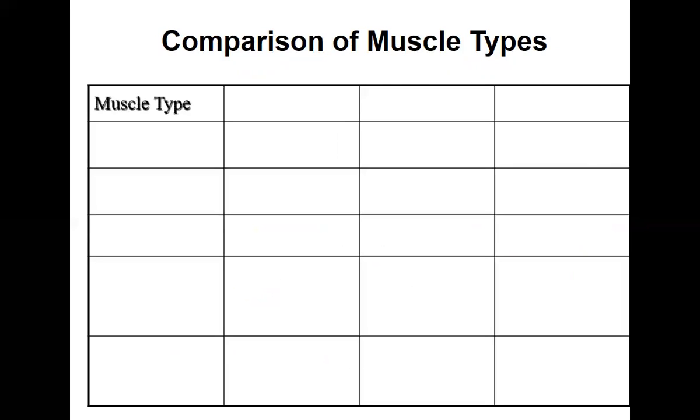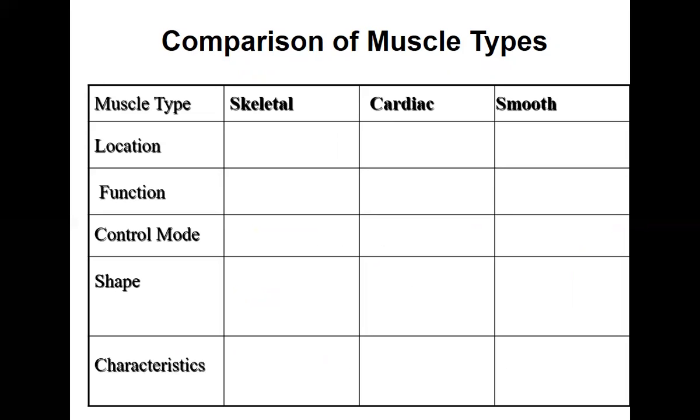The types of muscle are three: skeletal muscle, cardiac muscle, and smooth muscle. Now we'll try to find the differences between these three types of muscles. First we'll start from the location where exactly they are present. The skeletal muscle, as I said before, is attached to the skeleton. That's why it is called a skeletal muscle, attached to the bone.